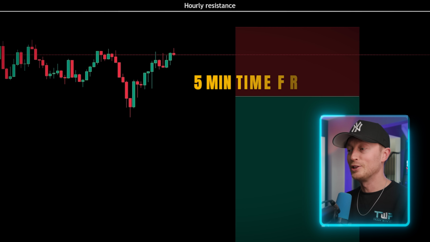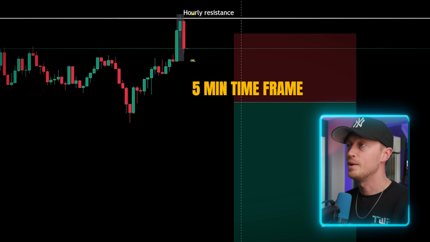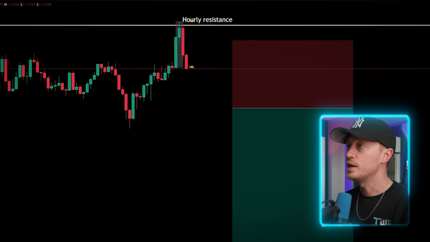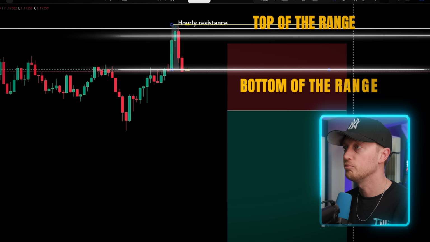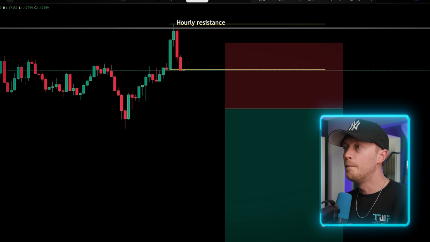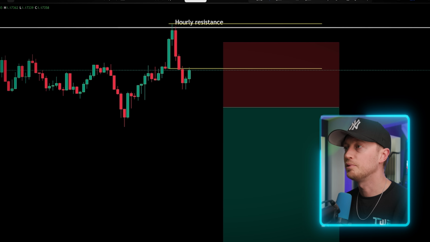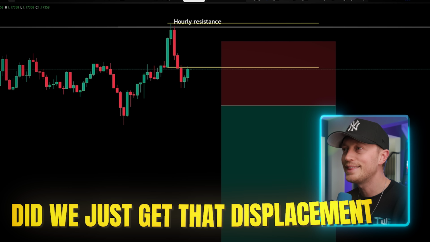So boom, let's take a look on that 5-minute time frame. We've got our 3 candles right there, creating the top of the range and the bottom of the range right here. And now we're waiting for a big move. We're waiting for that displacement right there.